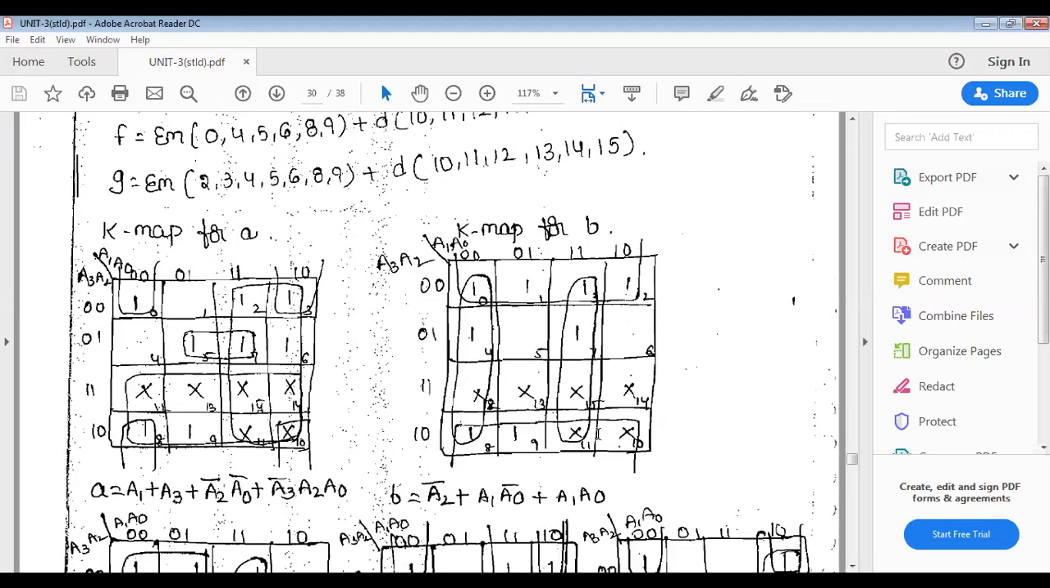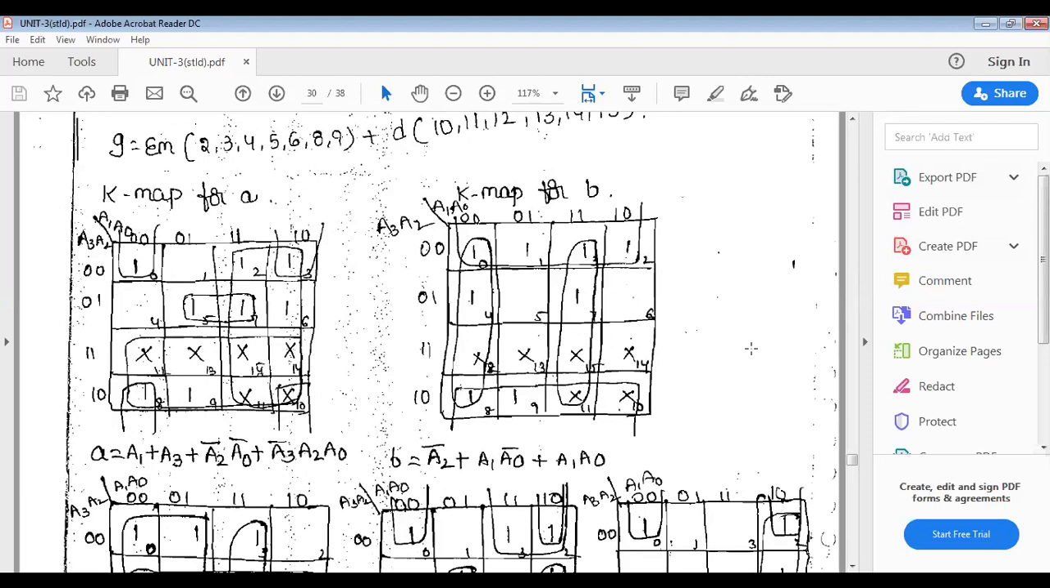For another 4-box combination, the first vertical 4-box combination, A3 and A2 are 1, and we have A1 bar and A0 bar. My dear students, it is not A1, it is A1 bar, A0 bar. And the next 4-box combination is A0 and A1. In this Boolean expression, the second term is A1 bar, A0 bar, A2 bar plus A1, A0.